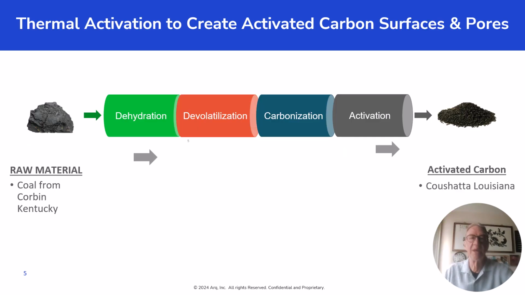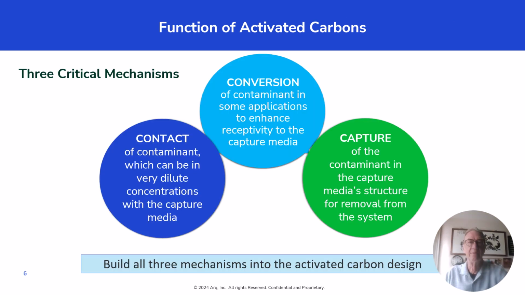Raw coal is obtained from the Corbin, Kentucky mine and is processed to various sizes and goes through carbonization and activation at the Louisiana plant. Contact, conversion, and capture are the key elements in the design of an activated carbon project. Build all three mechanisms into activated carbon design.